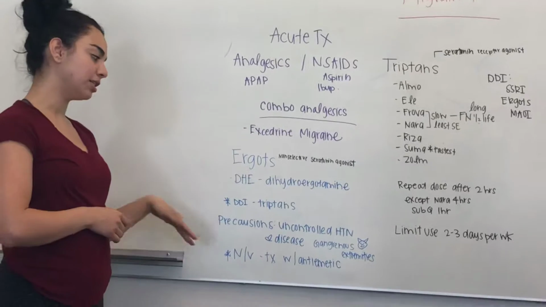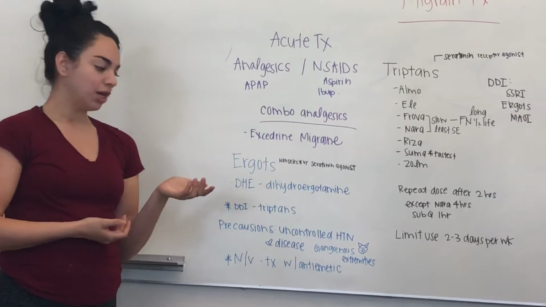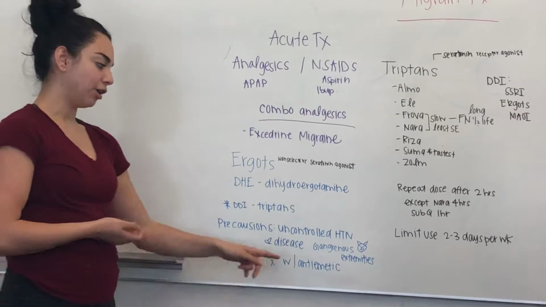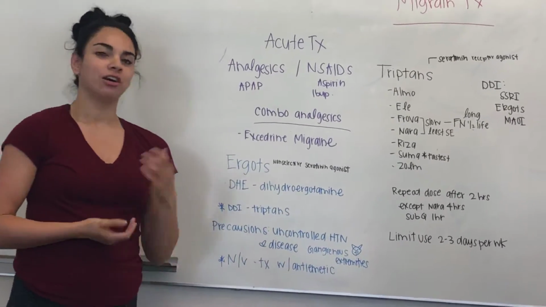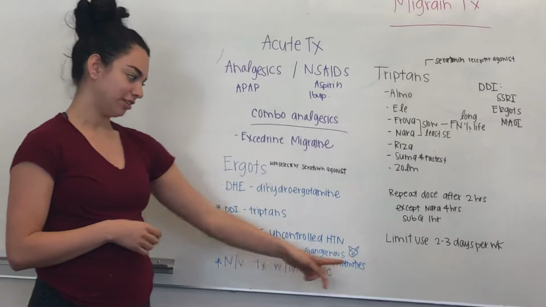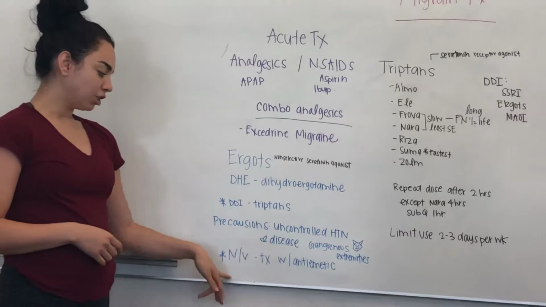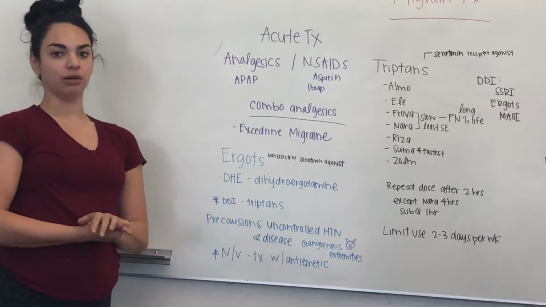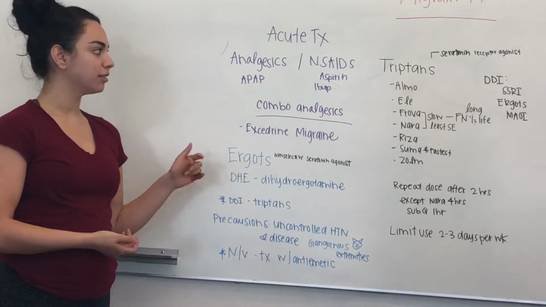Some precautions. The big thing is uncontrolled hypertension and then any type of heart disease. You also want to know that gangrenous extremities is one of the major serious ones. I remember this as ergot is like a monster who's gangrenous, so he's like a big green monster. And then nausea and vomiting is really common with this, so you also want to provide an antiemetic to treat that nausea and vomiting with the ergots.